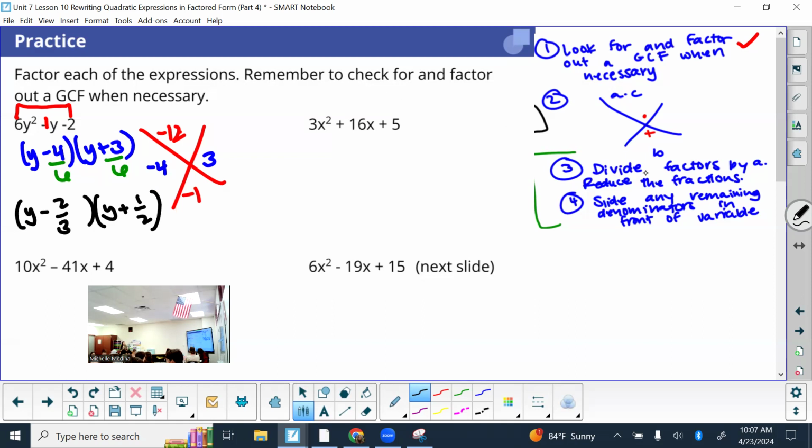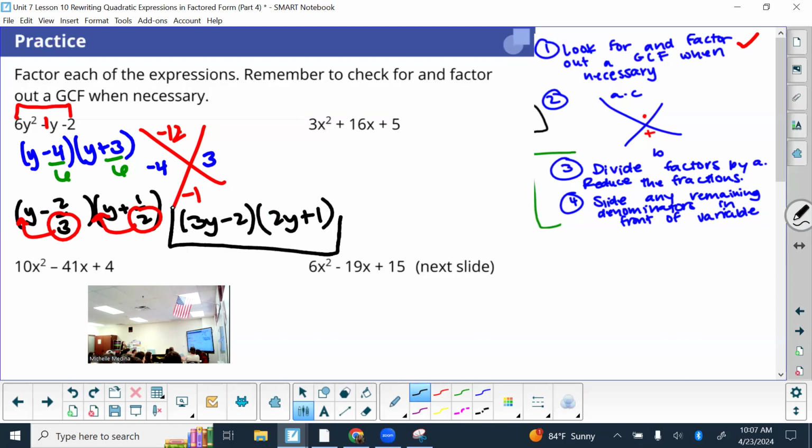All right, we reduce the fractions, slide any remaining denominators in front of the variable. I have 2 remaining denominators, so they both need to be slid in front of their respective variables and rewrite it. My final answer for this factored is 3y minus 2 and 2y plus 1.